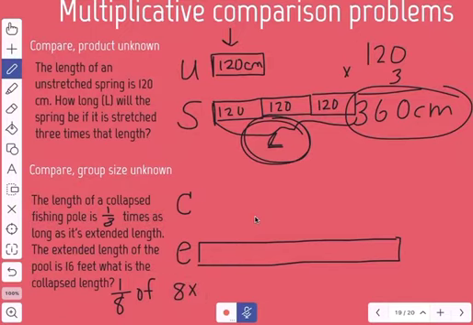times. So what I'm going to do is I'm going to take this bar, I'm going to break it into 8 pieces. And I'm going to make the collapsed one just one of them. Okay. So do you see how this shows this is 1/8 of this? So this here times 8 would equal that.